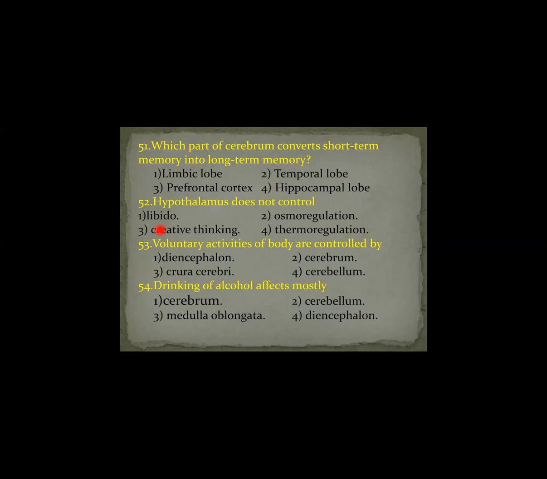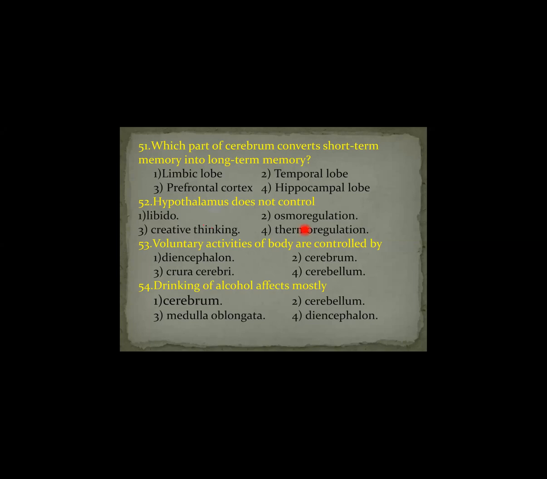Next, question number 52. Hypothalamus does not control. Hypothalamus is responsible for osmoregulation and libido. What is libido? Male sexual behavior is called libido. The libido is controlled by the hypothalamus along with the limbic system. Also, the hypothalamus controls osmoregulation, that is maintenance of salt water balance in the body.